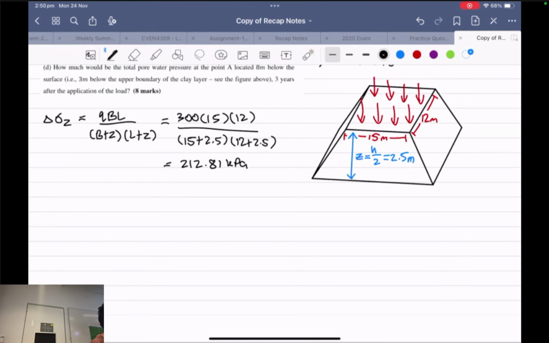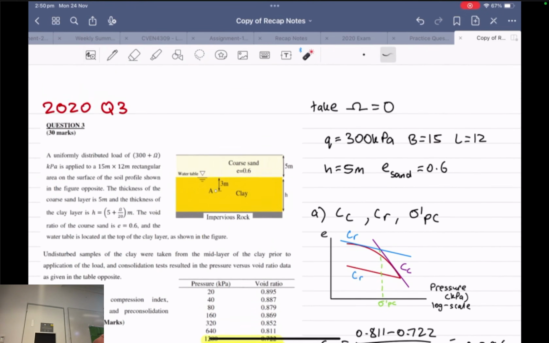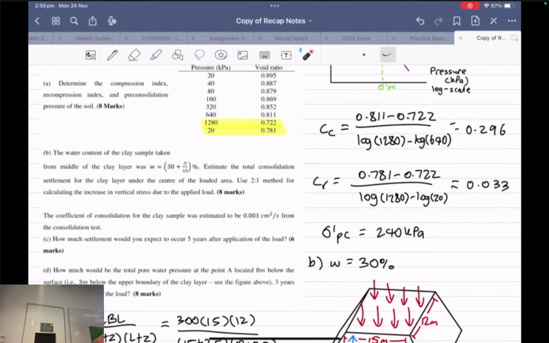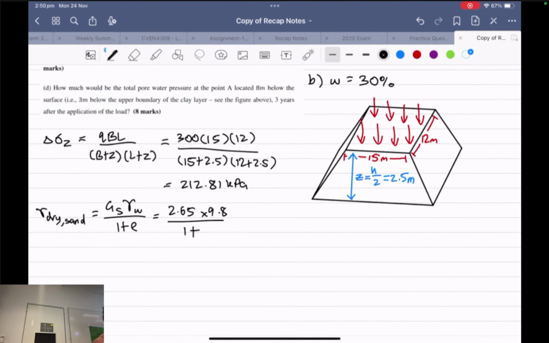So gamma dry for the sand is equal to GS gamma W over 1 plus E. So this is just one of your relationships that we talked about in the beginning. That's equal to 2.65 times 9.8 over 1 plus E. We were told E of the sand layer is 0.6, right? 1 plus 0.6, which is equal to 16.23.